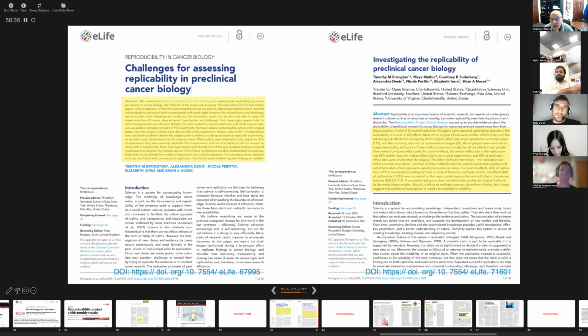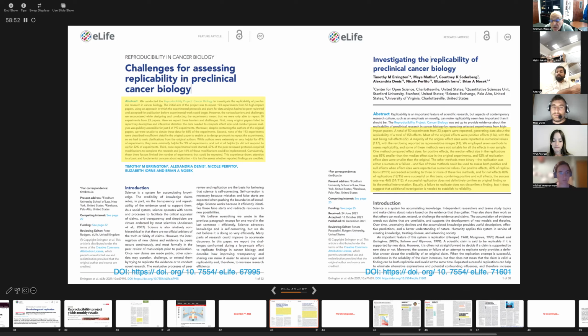We employed 7 methods to assess replicability, and some of these methods were not suitable for all the effects in our sample. One method compared effect sizes. For positive effects, the median effect size in the replication was smaller than the original.